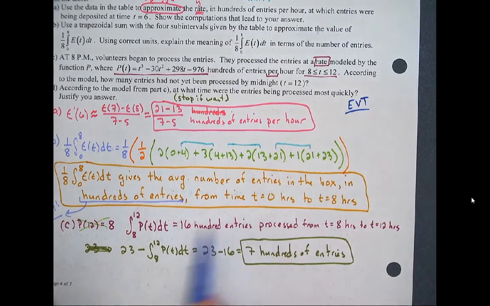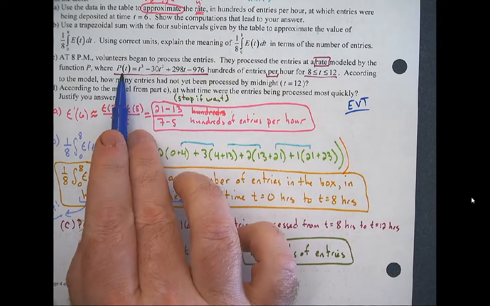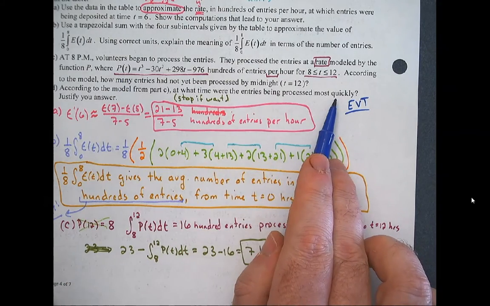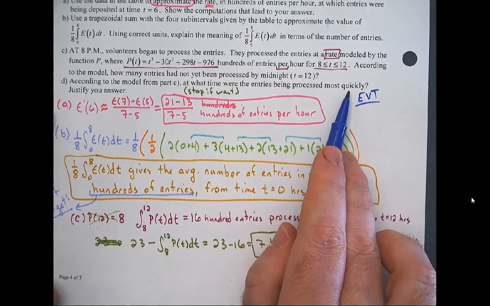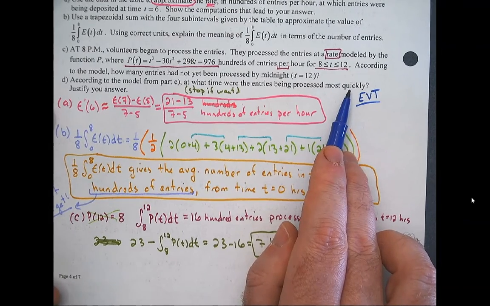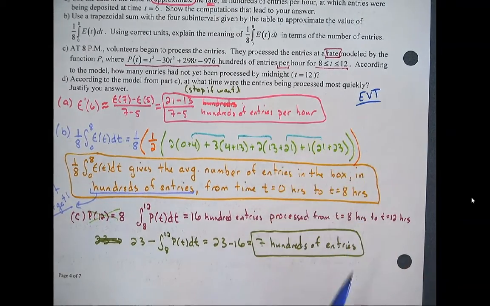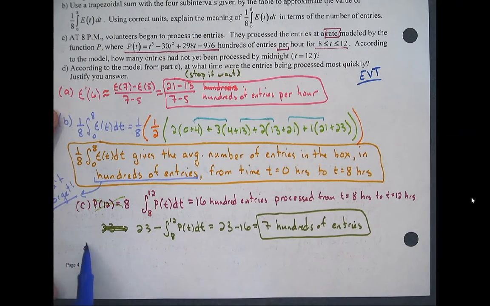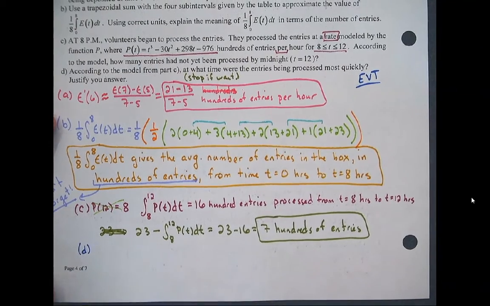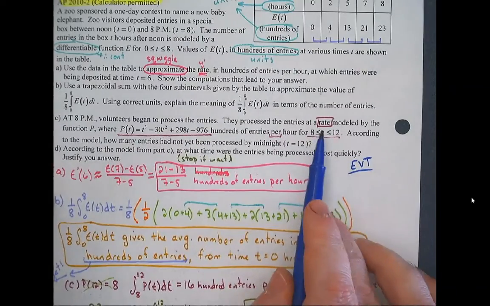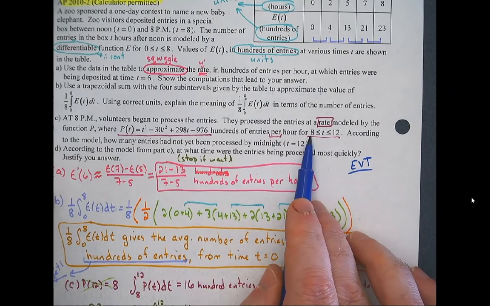In other words, this is the rate that they're being processed, and I want to figure out when they're being processed the best or the biggest or the highest amount. So I'm going to do the extreme value theorem again, so I need some candidates. So part D. Our endpoints. What are our endpoints? From what hour to what hour? Hour 8 to hour 12.